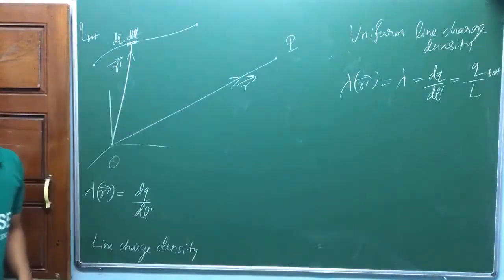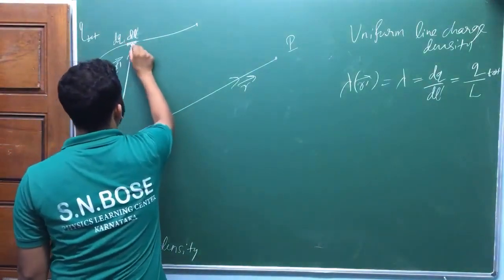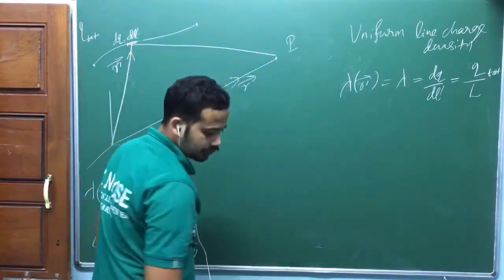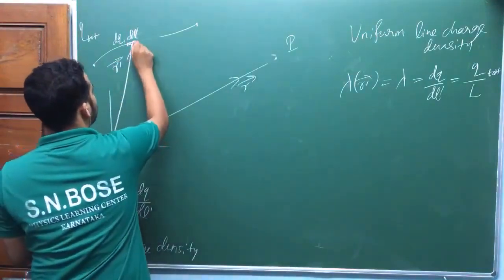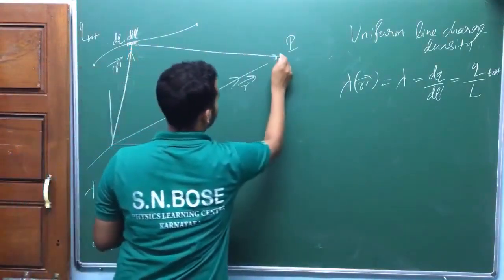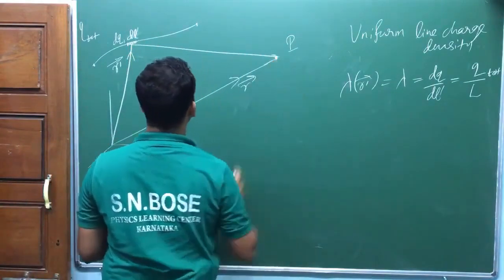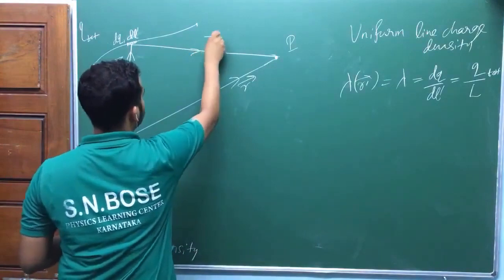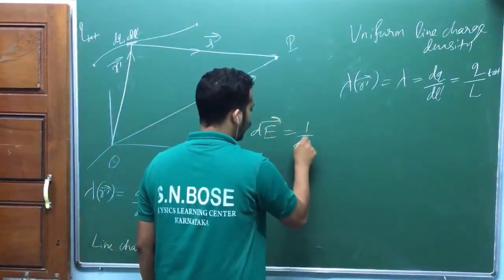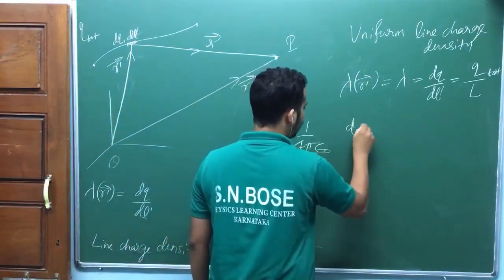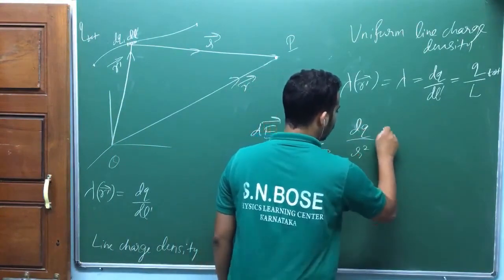Now again, what do we do? Again, we take this. This is a dq. We find the electric field due to this small portion of the charge. At this point, you can write this one as italic r. So dE vector is equal to 1 by 4 pi epsilon naught, dq divided by r square into r cap. Can I write like this?